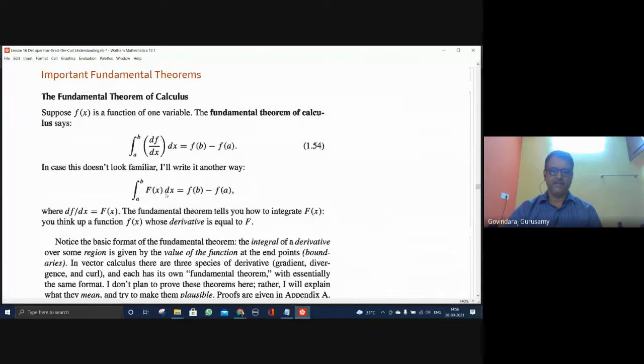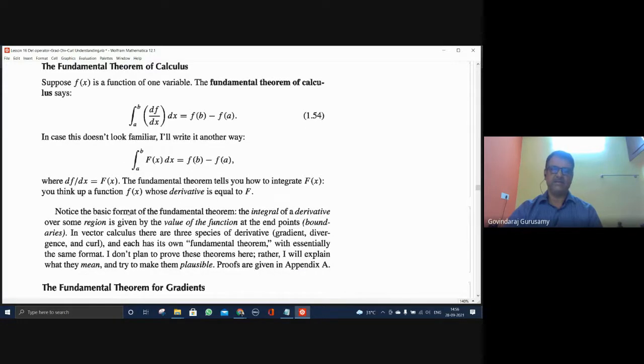This is equal to capital F of x. The fundamental theorem tells you how to integrate f of x. So you think of a function F of x whose derivative is equal to f, which means f of x is the derivative of the function F of x. When you have a function with a derivative, the endpoints are enough for us to get the magnitude of this. That's what the theorem says.